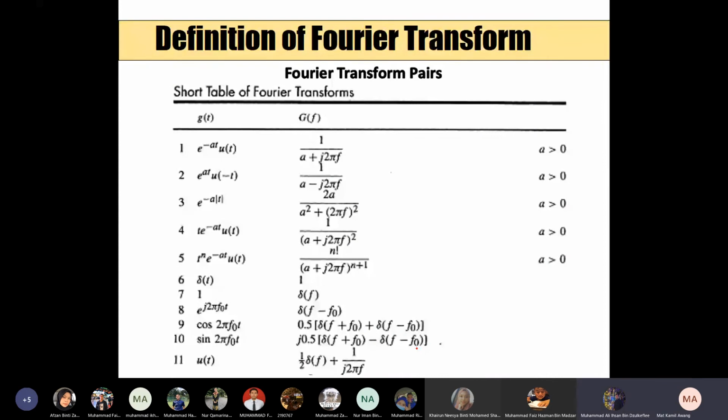So this is a short table of Fourier transforms. If in the time domain it is e to the minus at u of t, the Fourier transform is 1 over a plus j 2 pi f. Okay? If you have time reversal, you have the minus sign. So if you have e to the minus a magnitude of t, this is the Fourier transform. If t e to the minus at u of t, this is the Fourier transform. So these are tables that you need to be familiar with.